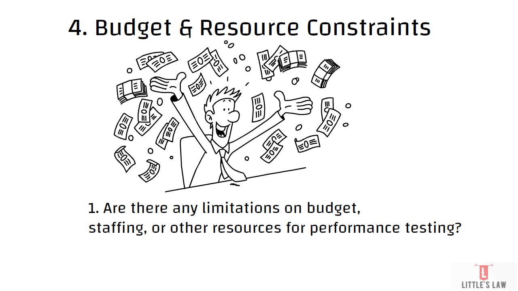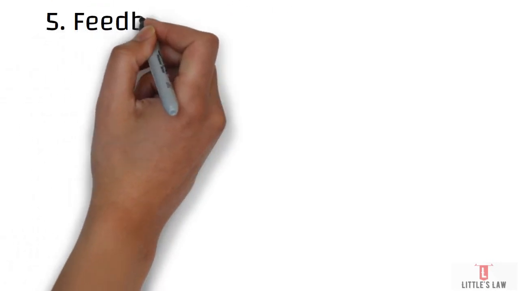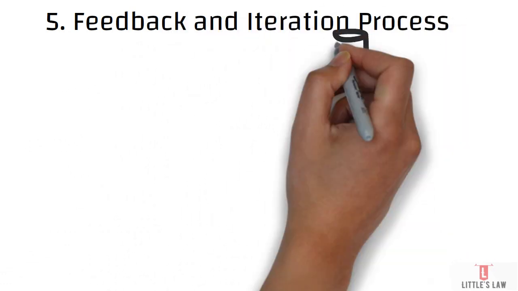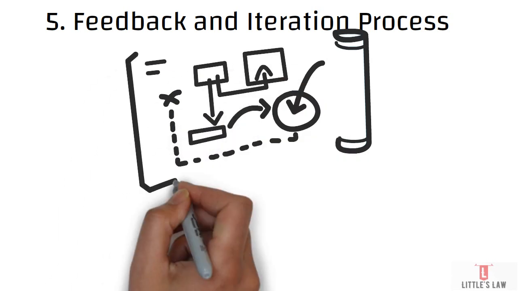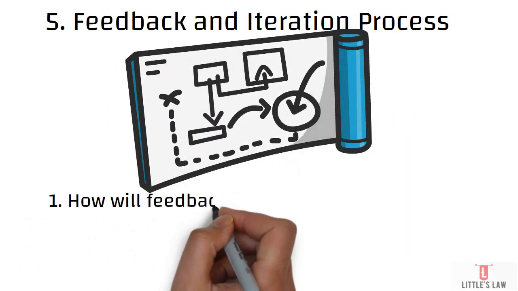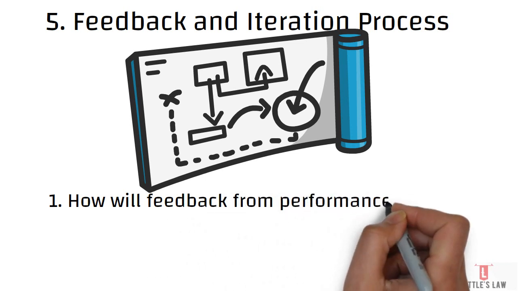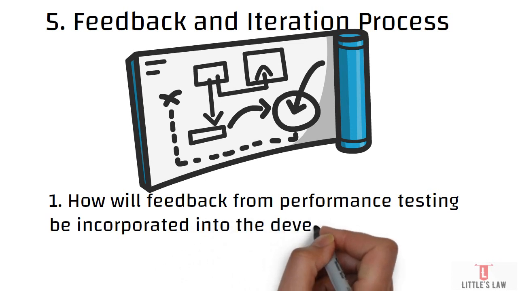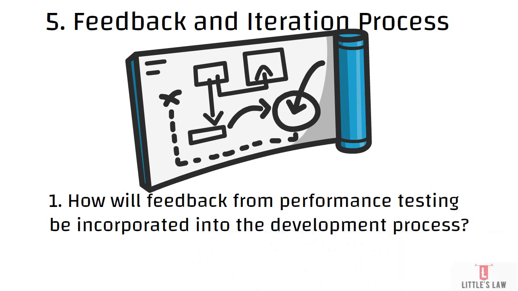So again, I would say for scripting we might need more resources, but for execution and for reporting you can have a very small number of resources. And when it comes to the feedback and iteration process, just check with the team how the feedback from the performance testing team goes to the development team, or what kind of feedback or recommendations they need, whether they need detailed analysis results, or something in terms of performance tuning.